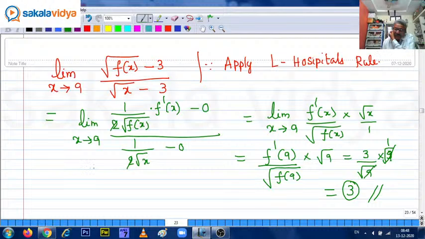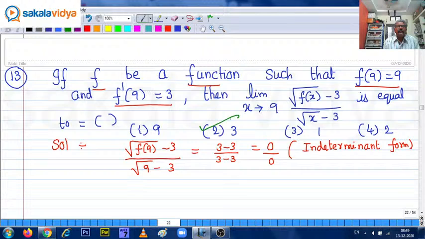Yes, B means second option is the right option. Virat Karthik Chintu. Good morning. Yes, B correct. Second option is the right option.